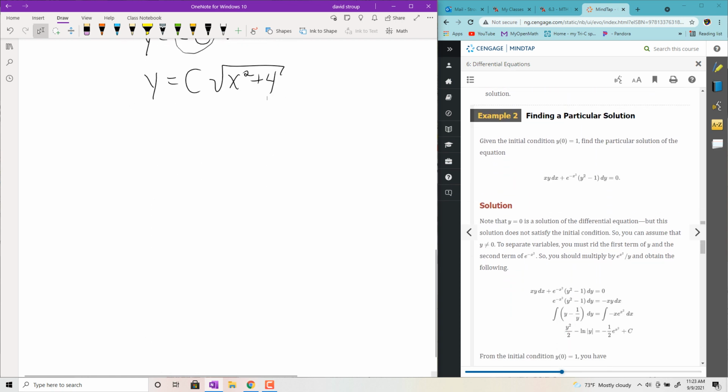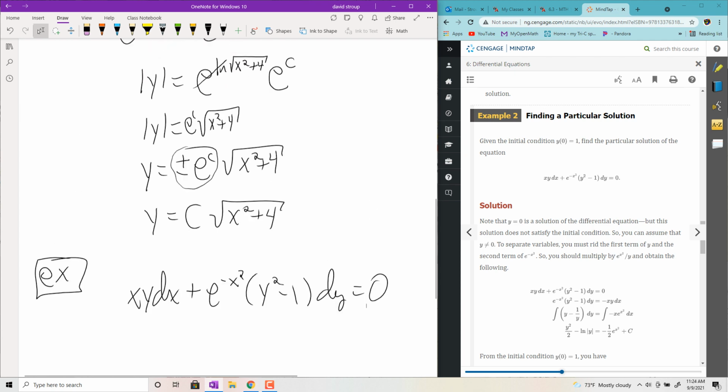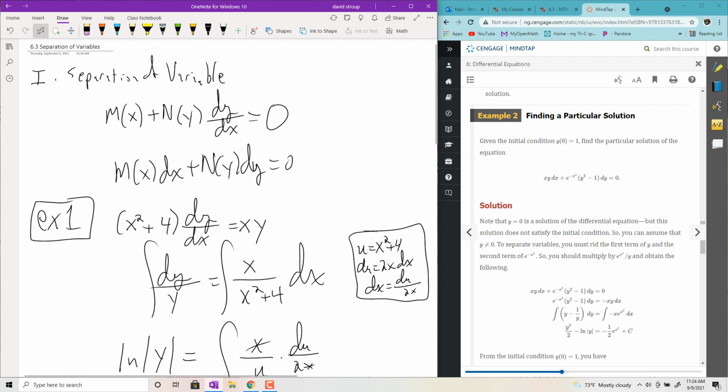So you can do that if you want. Here's an initial value problem, example 2. Let's take a look at that. It's given in that weird differential form. The differential equation is xy dx plus e to the negative x squared times y squared minus 1 dy equals 0. Okay, you can divide everything. You want to get it back into a separated form.